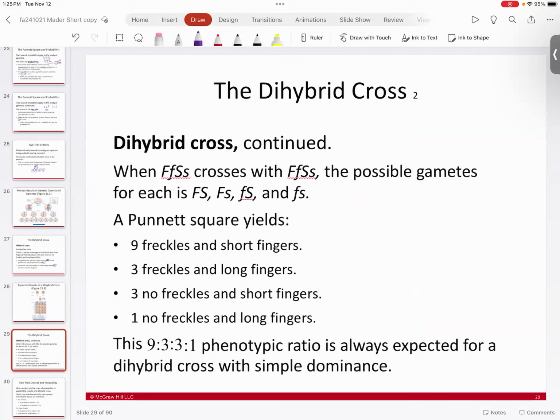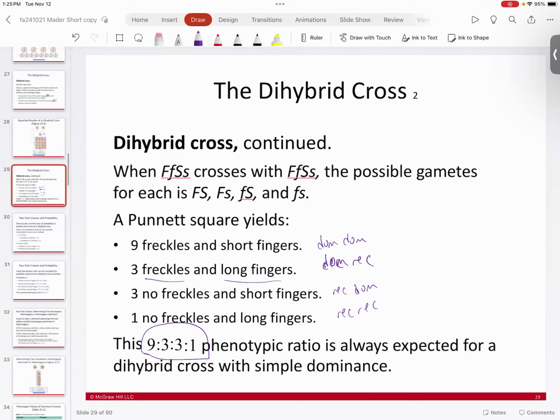So for instance, we have 9 that are double dominant for both traits, right? So that is basically freckled and short. 3 that are dominant recessive, so dominant for the first trait, recessive for the second. 3 more that are recessive dominant, so now it's no freckles, short fingers, and then 1 that is double recessive. That is to say, recessive for freckles, that is no freckles, and long fingers. And so this is what we refer to as the phenotypic ratio of a dihybrid cross. It's always the expectation for a dihybrid cross.